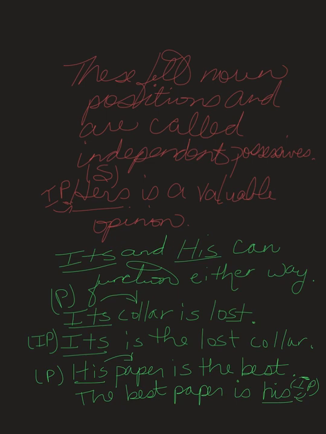For 10th graders, your charts for subjective, objective, possessive, and independent possessive, or your lists, I should say, are all on page 196. All right? And again, remember, you and it can be subjective or objective, and the words its and his can be independent possessive or just plain old possessive describing a noun.